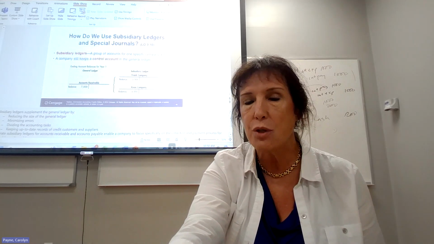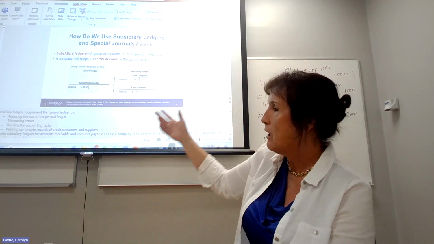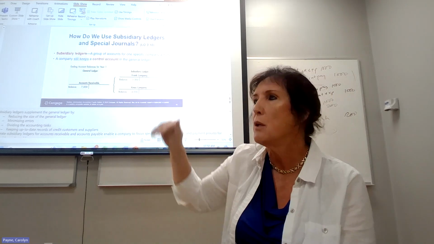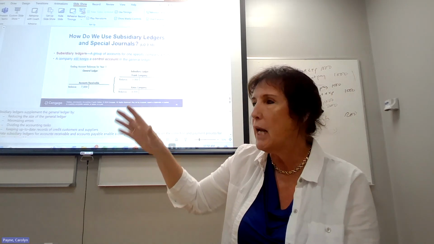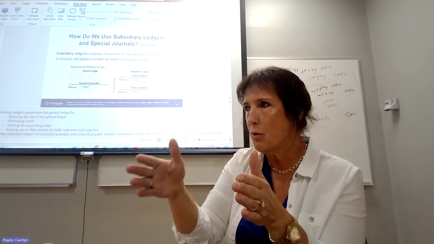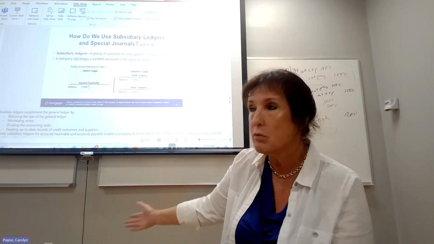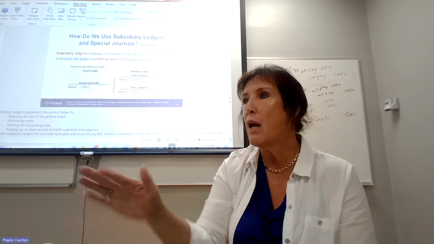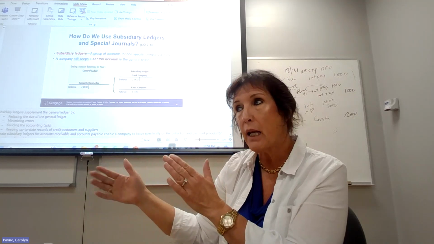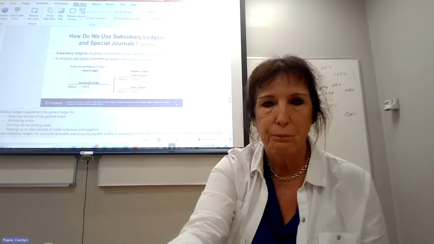So subsidiary ledgers, we'll talk about those a little bit as we go on. If we're talking about accounts receivable, then we may have a subsidiary ledger of all of the customers, so that the accounts receivable account in the general ledger is called a control account. And then in order to see who all the customers are, that would be a subsidiary ledger. Same thing with accounts payable. Accounts payable in the general ledger is the control account. That's the total that we owe to everybody. And a subsidiary ledger would show all the different vendors that we owe.